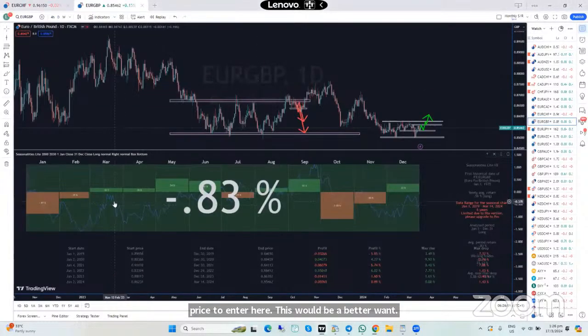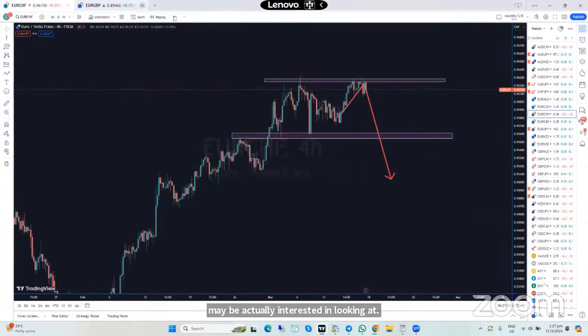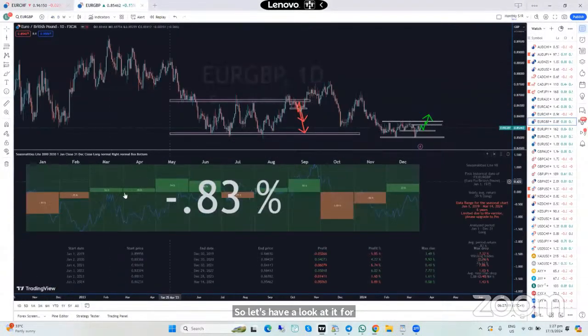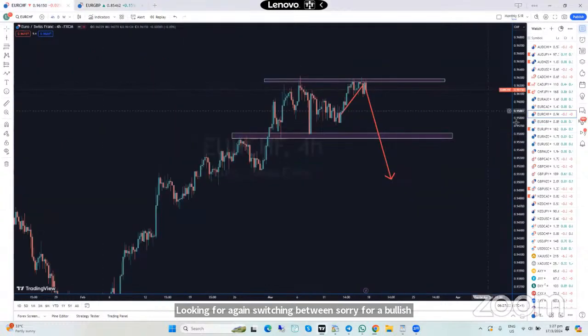Euro Pound. When we look at it, January and February had a huge bearish trend, followed by March, April, May, and June where there will be some gains. Now, this is something that we may actually be interested in looking at. So let's have a look at it for Euro Pound. Looking for, again, a bullish trend to happen. Let's have a look at it.